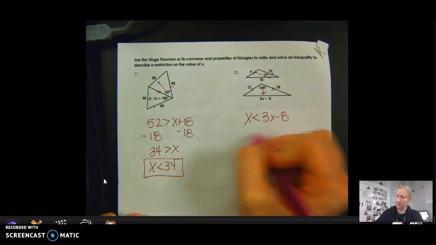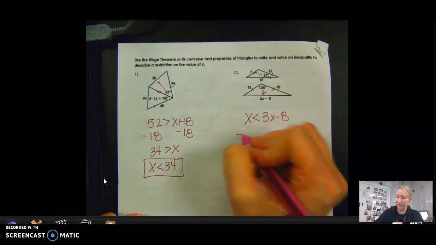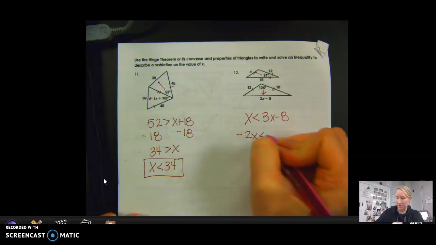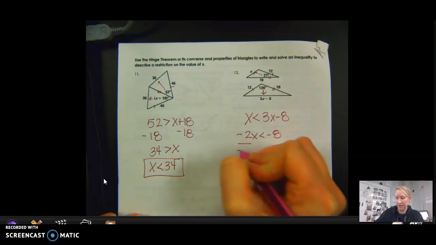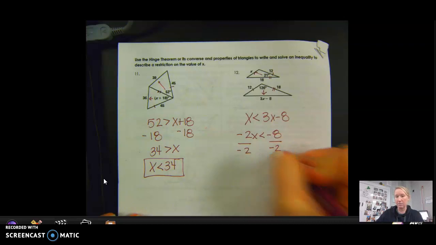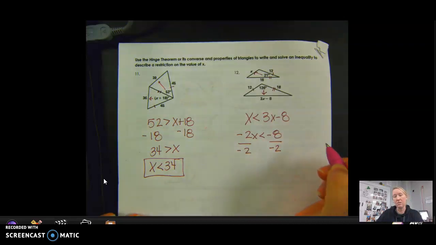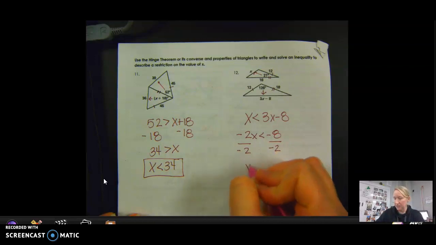Okay, so I'm going to subtract 3x from both sides. That gives me negative 2x is smaller than negative 8. Divide by negative 2, divide by negative 2. Remember the one rule, when you multiply or divide by a negative in inequalities, you flip the sign. So this is actually x is greater than 4.